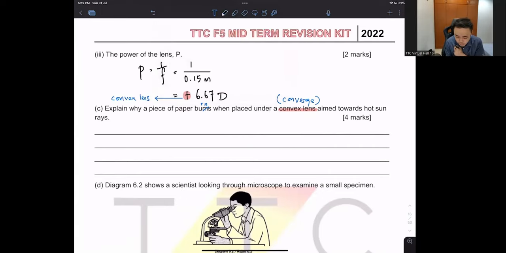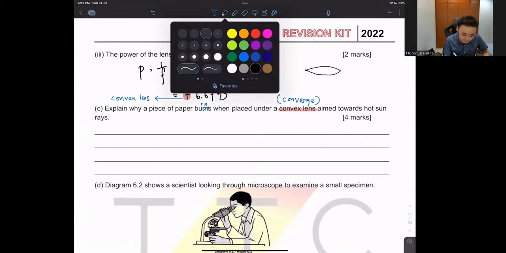Now, simple. You know what's a convex lens, by the way? It's your magnifying glass, in case you don't notice. It's a magnifying glass, exactly. So what happened is that all the light will go to the magnifying glass and then they go to one point. Do you do that when you were a kid? Try to burn those dry leaves and stuff like that. There you go, see? Convex lens, light rays come.